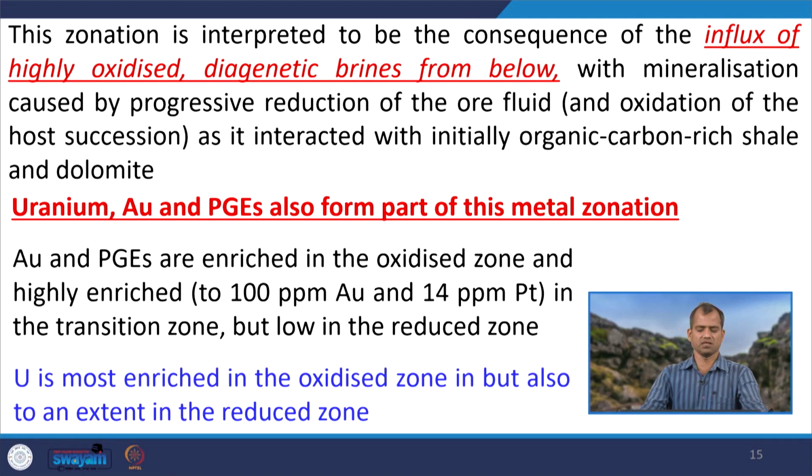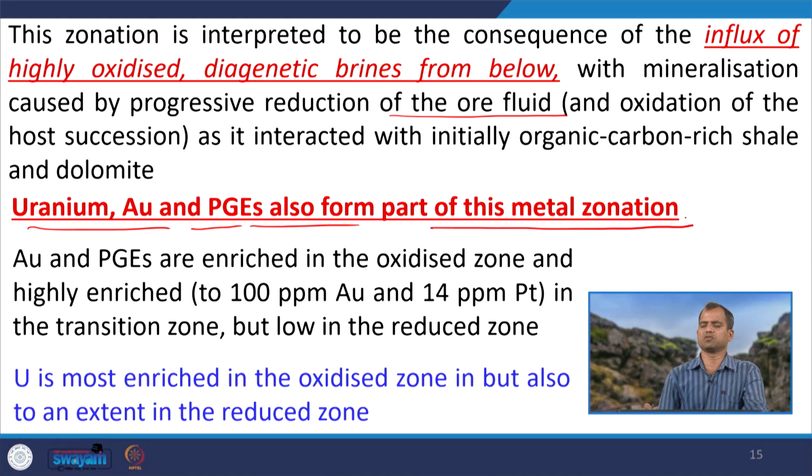This zonation is interpreted to be a consequence of the influx of highly oxidized diagenetic brines from below, with mineralization caused by progressive reduction of this core fluid. So, we have an oxidized fluid, now we are reducing it, we are changing its pH condition. So, that means it is precipitating minerals.